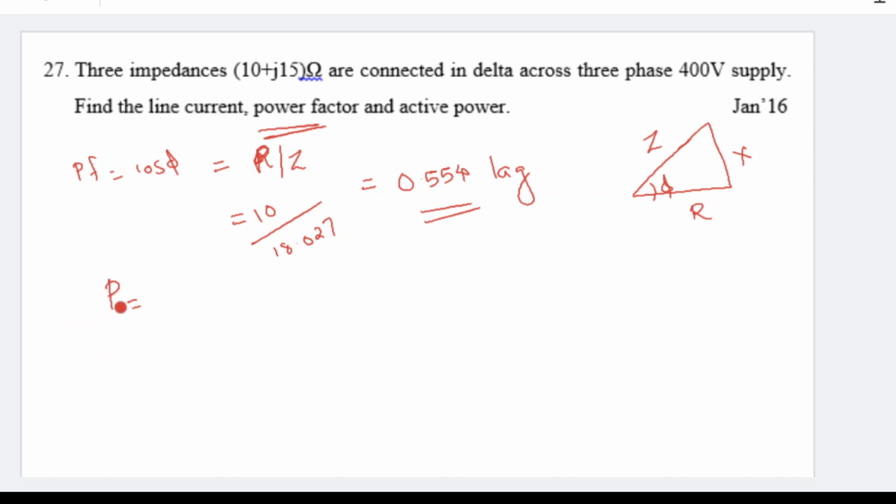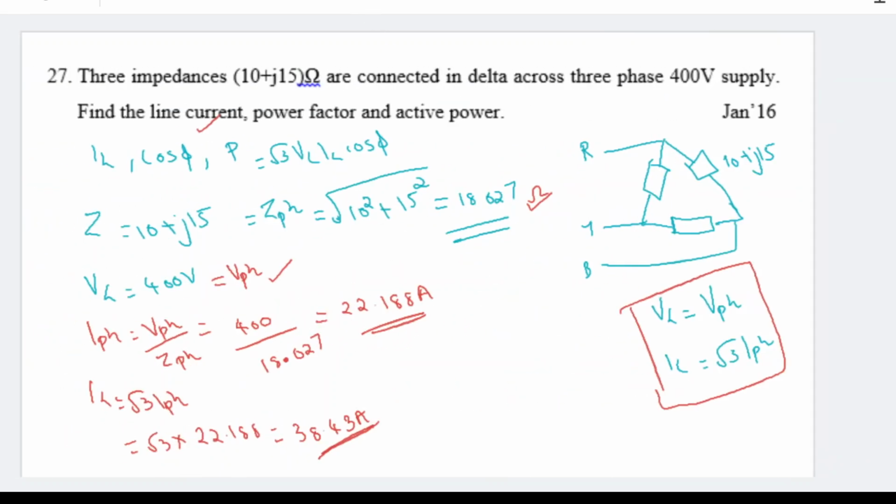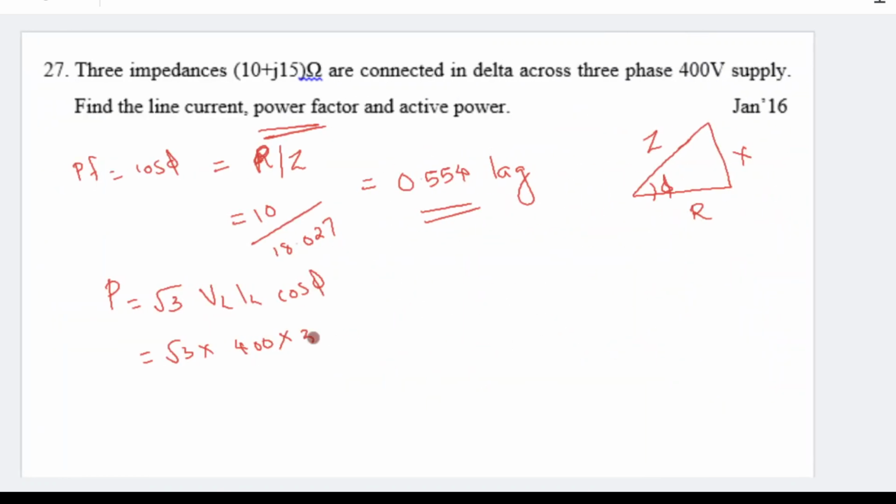Active power, the power absorbed, will be equal to root 3 into VL into IL into cos phi. So that will be equal to root 3 into VL, which is our 400 itself, into IL. What was the value for IL? I'm sorry, 38.43. 38.43 into cos phi value, which is 0.554.